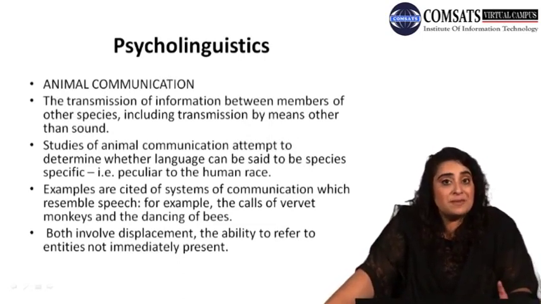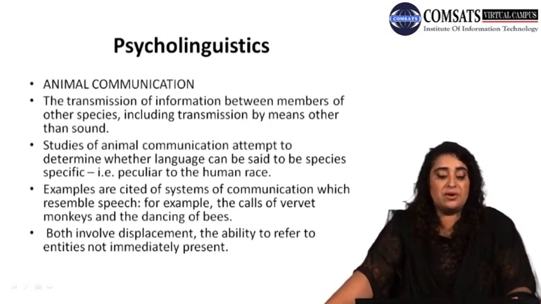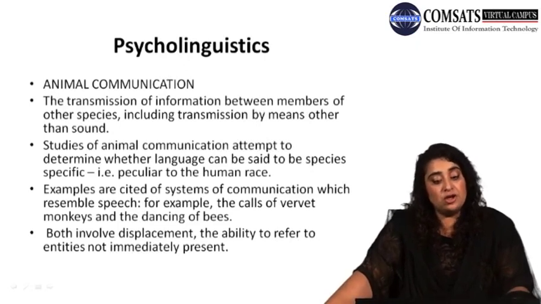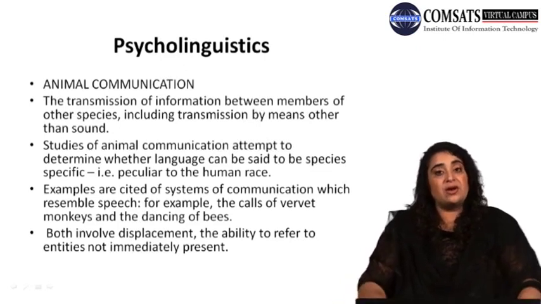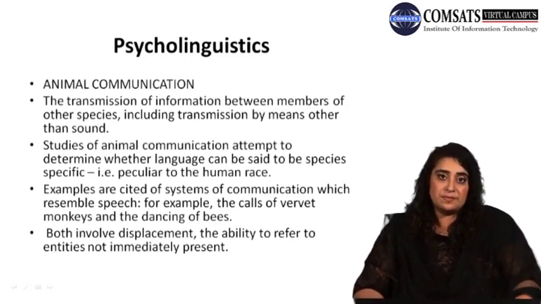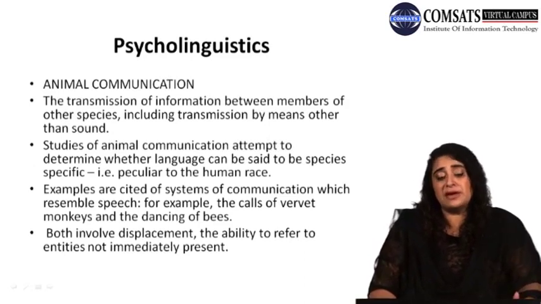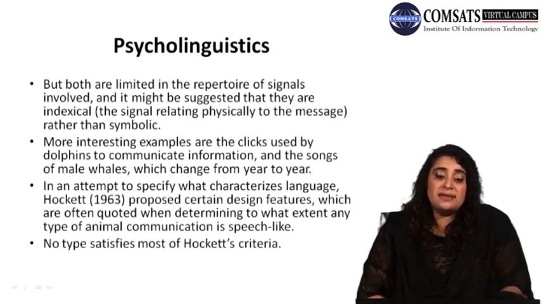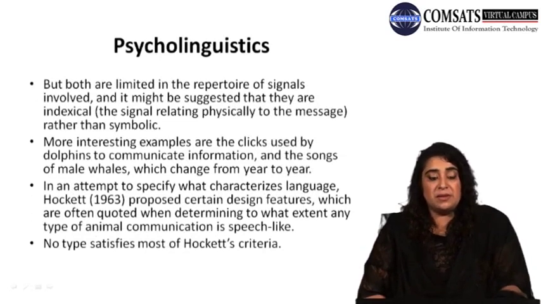So both involve displacement, the ability to refer to entities not immediately present. They're both referring to the ability to refer to entities that are not immediately present. So the dancing of the bees can communicate not only to fellow bees, but humans can also understand and differentiate what it means. But both are limited in the repertoire of signals involved.